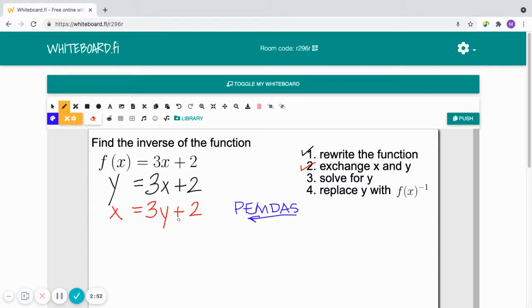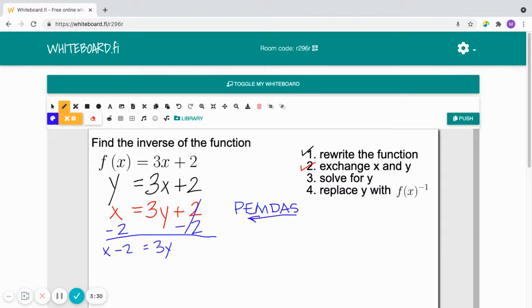So I am adding 2, right? I'm not worried about the x because it is not on the same side as y. So since 2 is being added, I'm going to subtract 2 on both sides. And that is going to give me x minus 2 equals 3y, right? 2 minus 2 makes 0. I don't need to write plus 0, because the whole purpose of subtracting 2 is to move things away from y on this side.